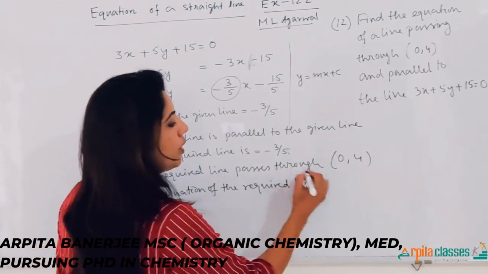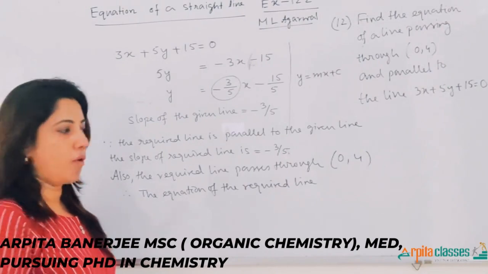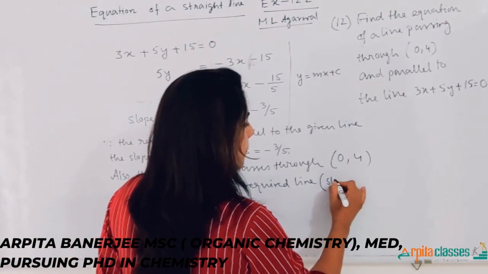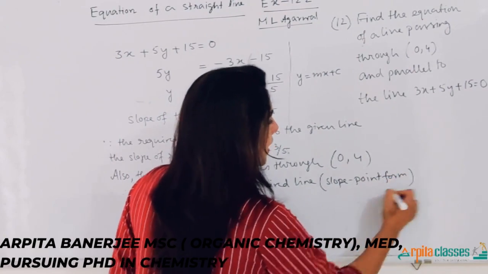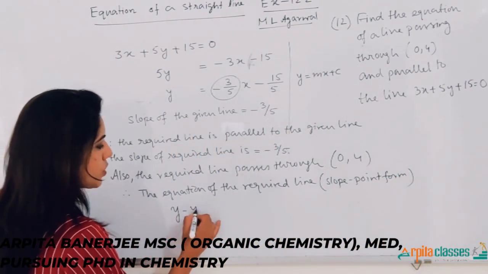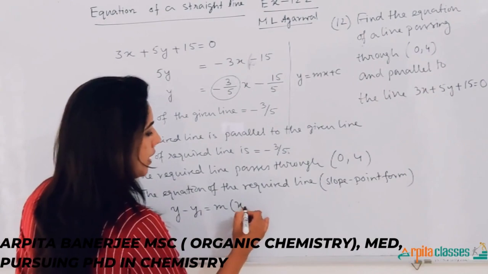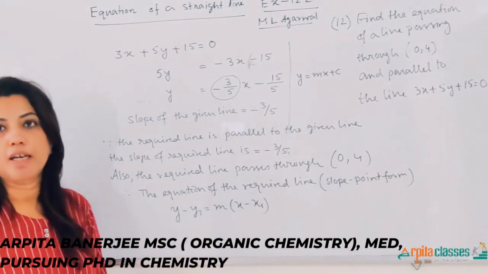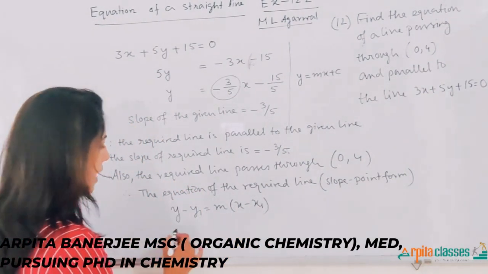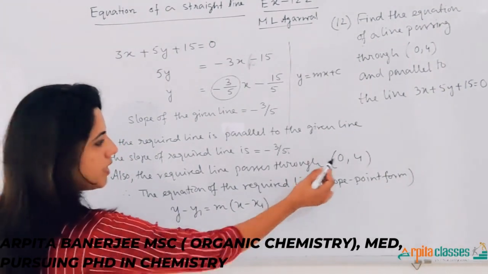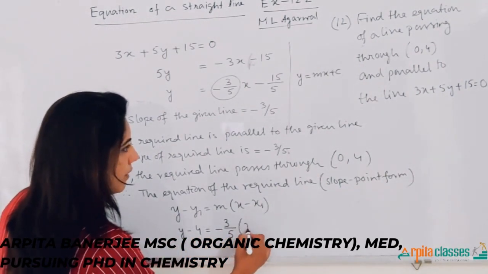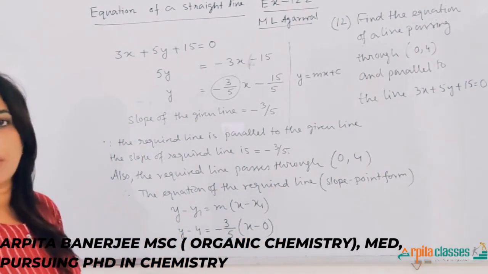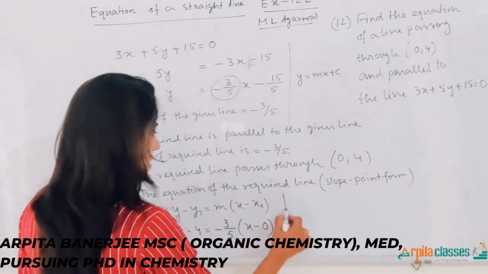Now, which form are you going to use? Slope point form. So, you can mention over here, this is slope point form, and that is y minus y1 is equal to m whole into x minus x1. This is a slope point form. Now, put the values. Y minus y1 is your 4 is equal to m is minus 3 upon 5, x minus x1 is 0.